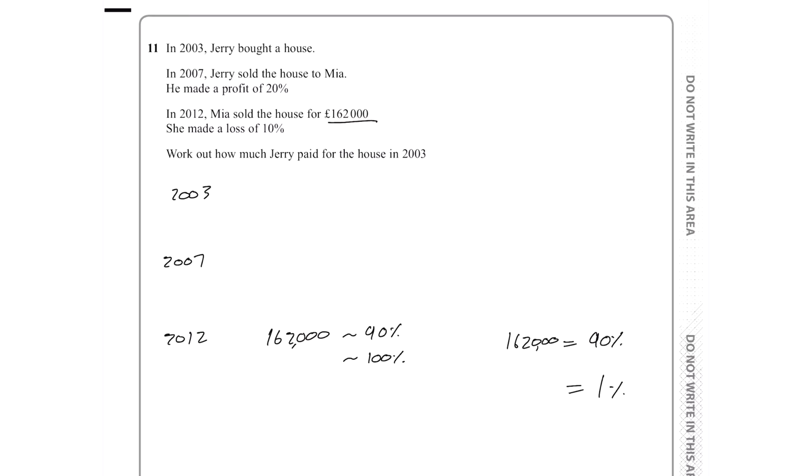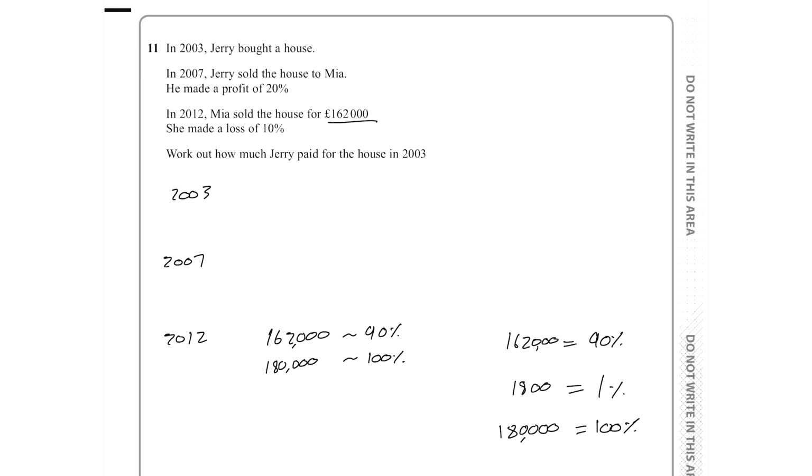We can work out 1%. So divide each side by 90. So 162, just do that on your calculator, divide it by 90. You'll end up with 1800, and then to get it to 100%, that is going to be 180,000. Okay, so 180,000 is how much she would have bought the house for.